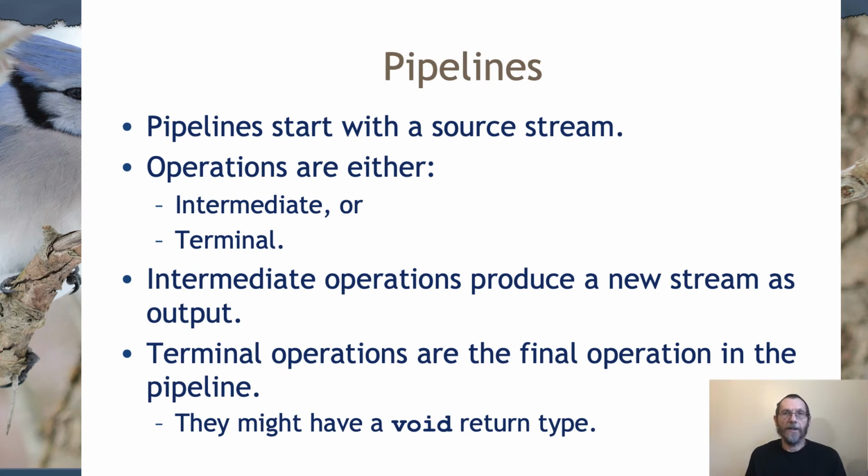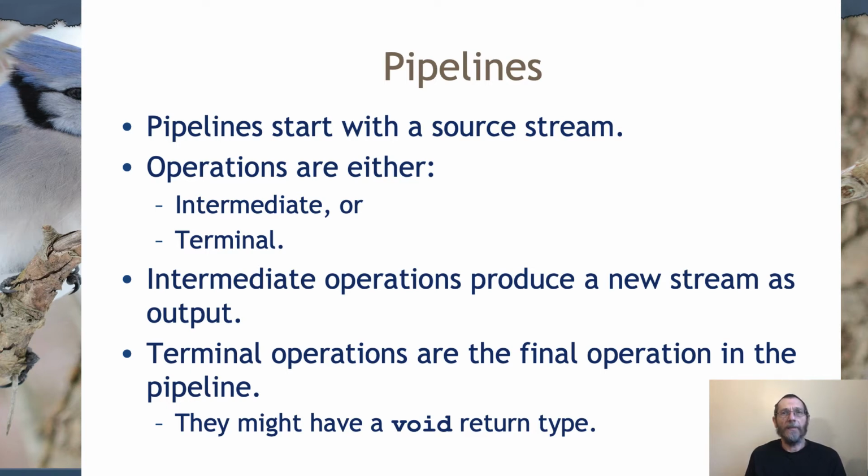So pipelines start with a source stream, and then there are potentially many intermediate operations, and then a terminal operation at the end that ends the pipeline. So those intermediate operations are going to produce a new stream for the next stage in the pipeline. And those terminal operations might have a void return type, so they might simply do something, but they can also have a non-void return type, so they can produce a result. And the reduce operation is a typical one that produces a result. What's the summation of the numbers if that happened to be what the reduce operation was?